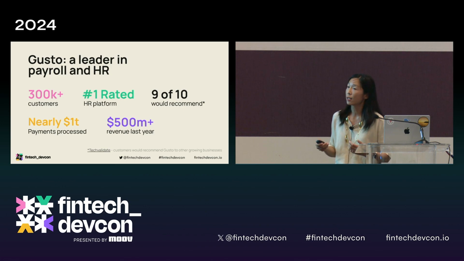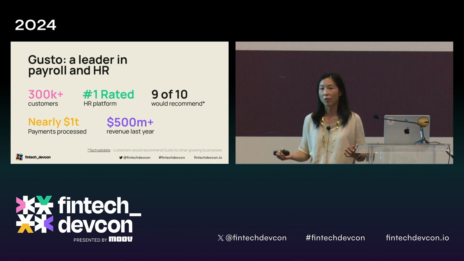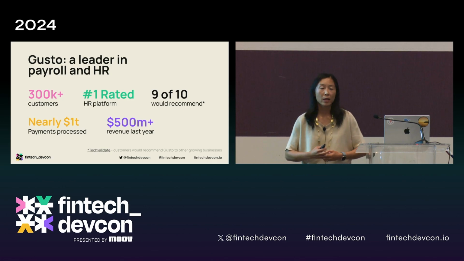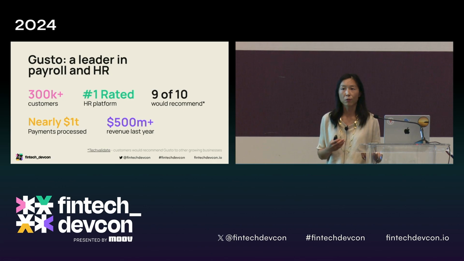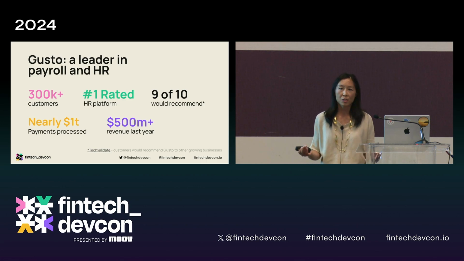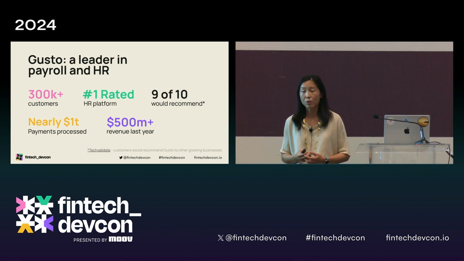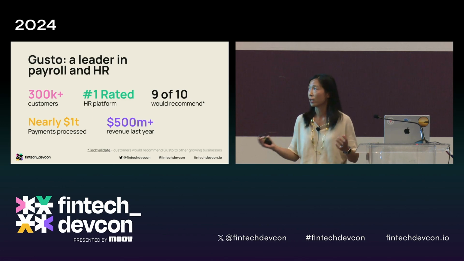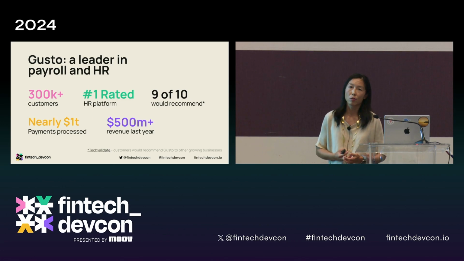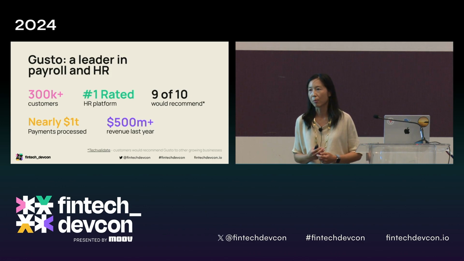Before I do that, let's talk a little bit about Gusto. Lots of you may know Gusto as a payroll provider, and that's what we built about 9 years ago when I first joined as the head of payroll product and operations. But we actually do a lot more than that now. We do payroll, benefits, HR, compliance, everything that small businesses need to operate their teams. We work with over 300,000 small businesses across the US in all different industries, and last year we surpassed $500 million in revenue.